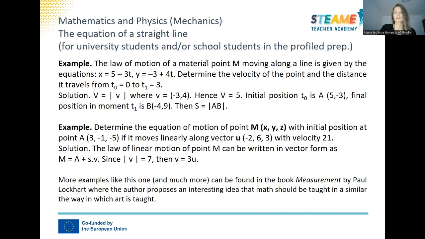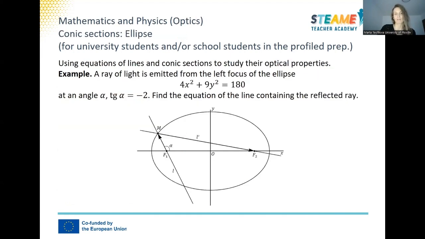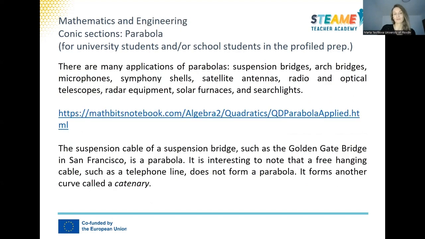Another example is of linear motion. You could use equations of lines in plane or in 3D space to calculate the speed, calculate the path of a point. You can use equations of lines and ellipses to solve problems from optics, problems connected to optical properties of conic sections, like the given one on the screen.